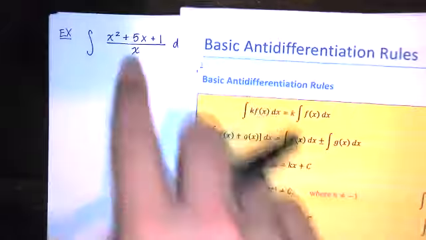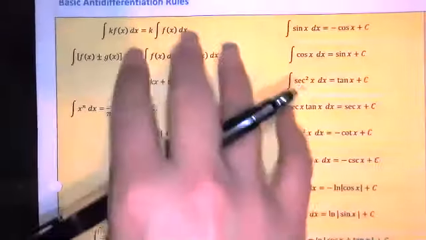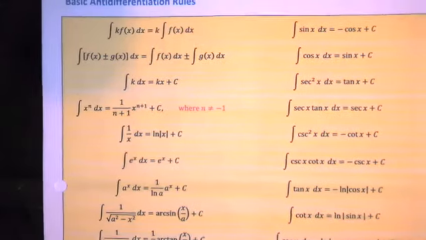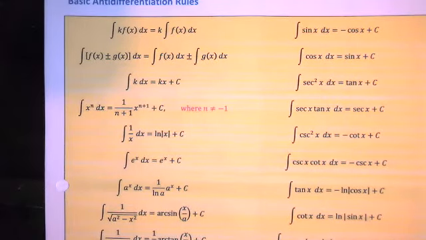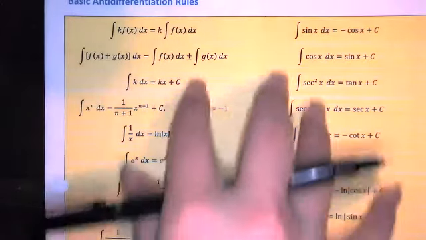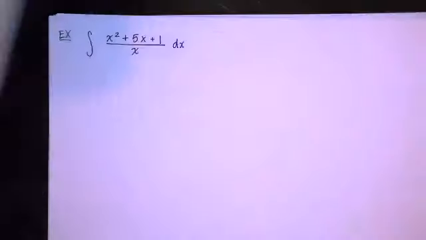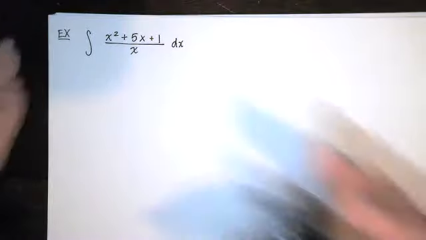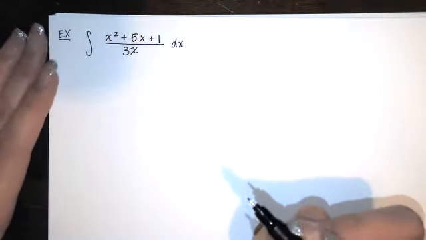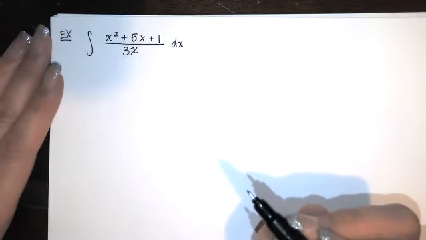I don't have a quotient rule on this list. There is no antiderivative for quotients here. So in that case, what we're always going to have to do is a little bit of algebraic manipulation so that the integrand looks like one of our rules. Actually, let me put a 3 there, just so that we can practice adjusting the constants.